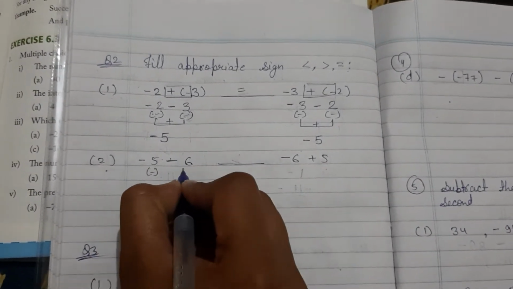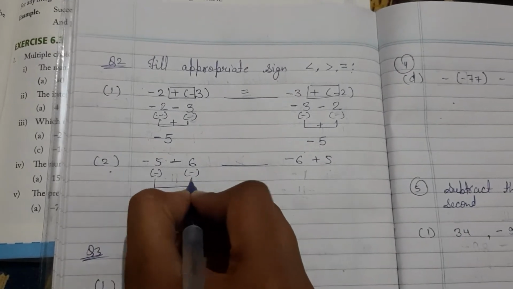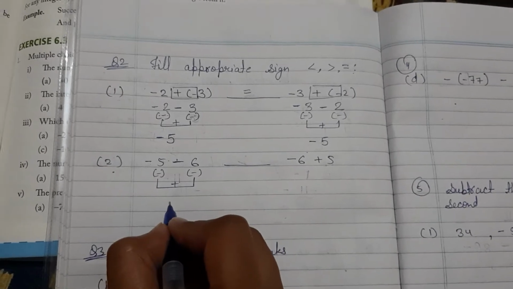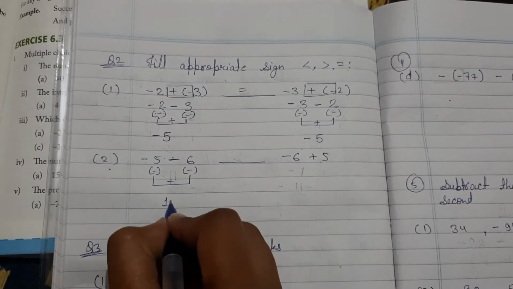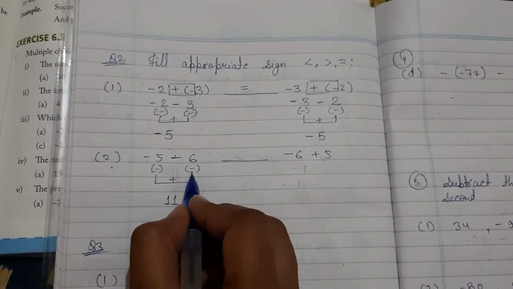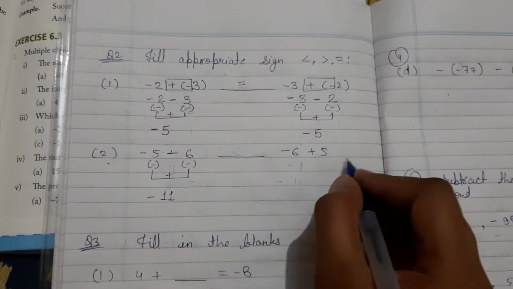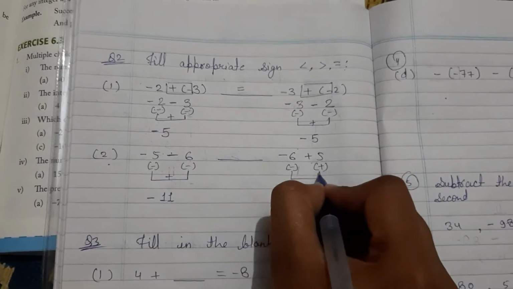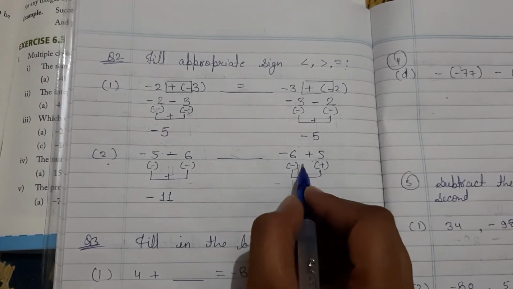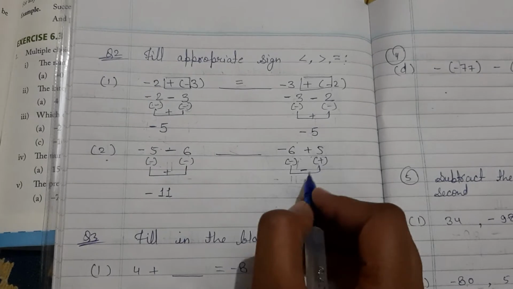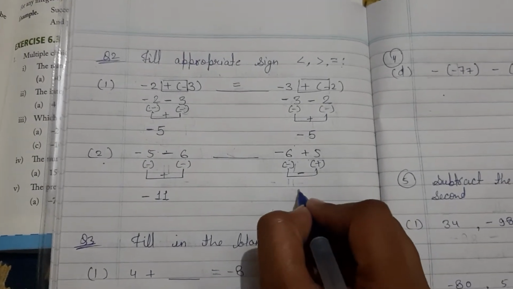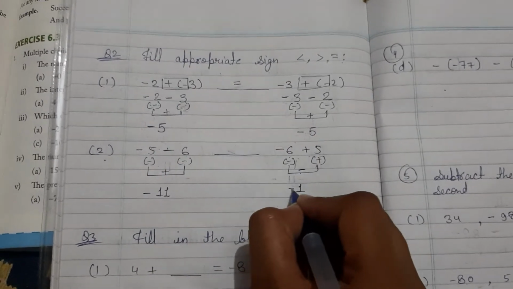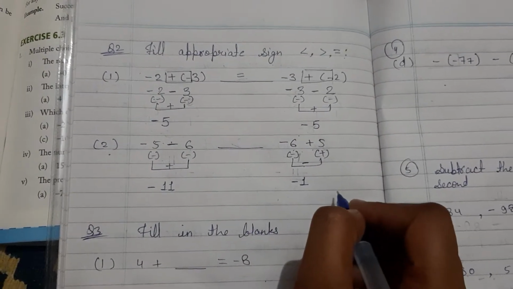This one is also negative, this one is also negative. Negative, negative become positive. So you have to add both digits, then you will see 5 plus 6 becomes 11. The bigger digit is negative, so the answer also comes negative. This one is also minus, this one is also plus. Minus plus minus. Okay, now you have to subtract the numbers, then you will see 6 minus 5 becomes 1. The bigger digit's sign is negative, so it also comes here negative.